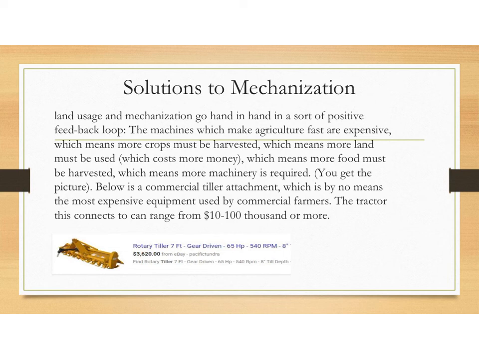Below is a commercial tiller attachment, which is by no means the most expensive piece of equipment commercial farmers use. The tractor that connects to it can be $10,000 to $100,000 or even more. And I have a video of Sylvain talking about the plight of a farmer later and how much these things cost. So that there is $3,600 US, and that's far more expensive than pretty much anything Sylvain uses, and you'll see that now.